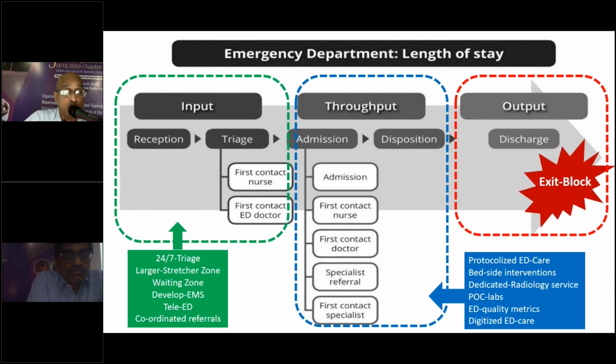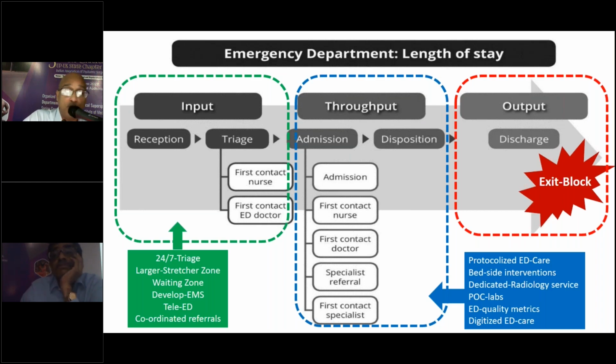And then there are throughput issues. Now, this is an area where we really want to work, because we can increase the quality of care, and reduce the disposition times of these patients, speeding things up. And so this will go into protocolized ED care, bedside interventions, dedicated radiology services, dedicated POC labs, and only then can we go on to ED quality metrics, which everyone in the world talks of. So this is where we have ultimately got to go: ED quality metrics, and then digitization of this entire throughput segment.